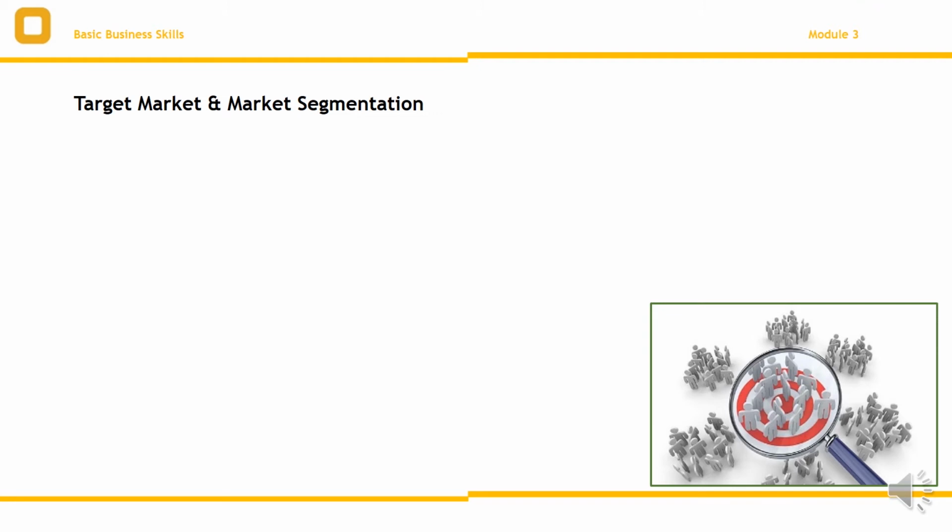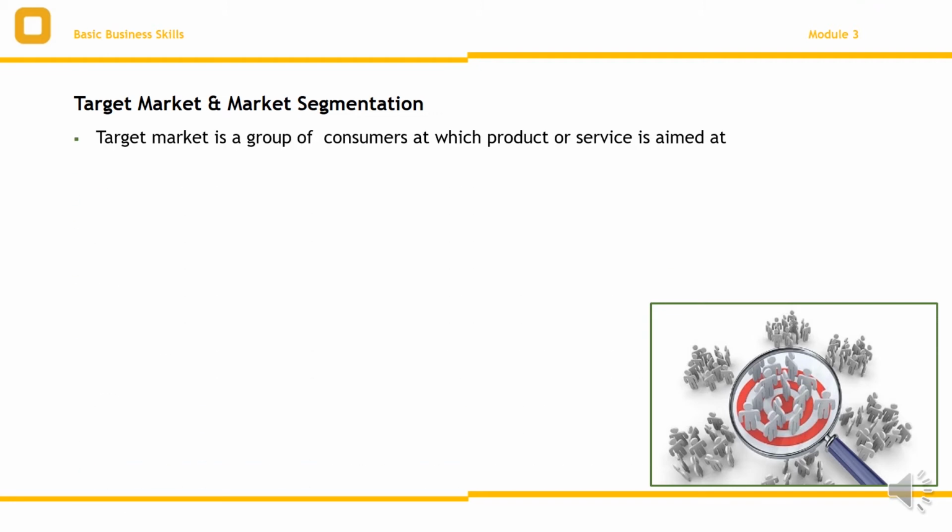So what is a target market? The target market is a group of consumers at which your product or service is aimed. It's the group of people that are going to buy your product or service. It's the group of people that you as a firm or as a company create products and services for. To attract customers, you need to know who they are, what they need, and what they want. You need to understand your target market very well in terms of who they are, what they are wanting, what they are needing.